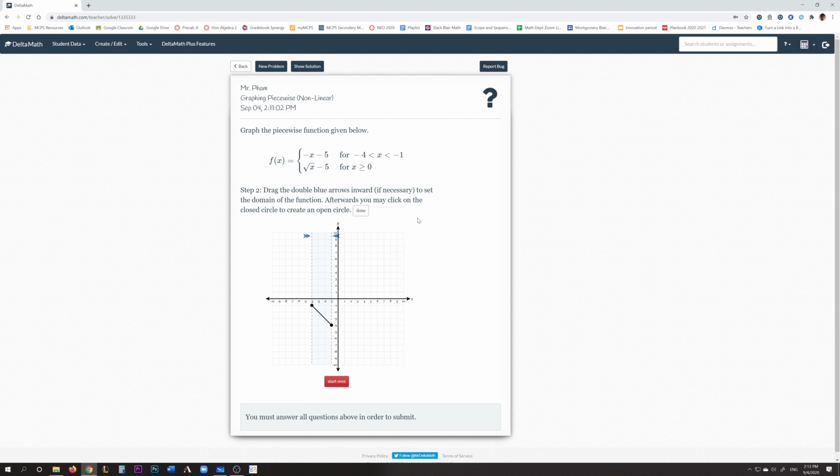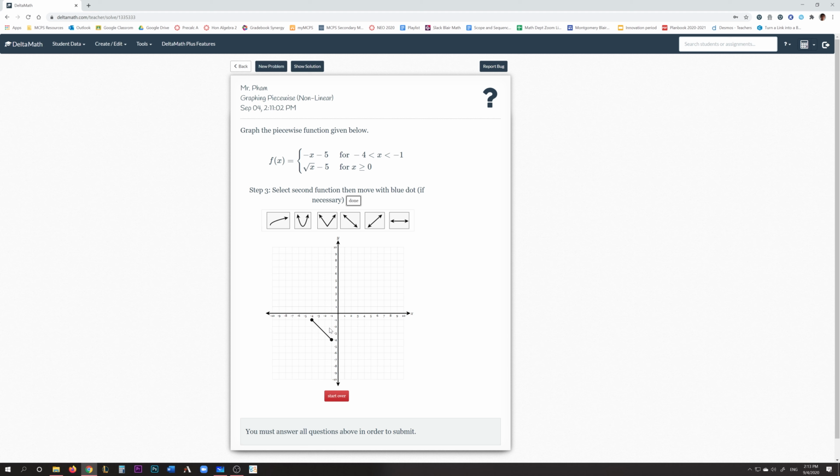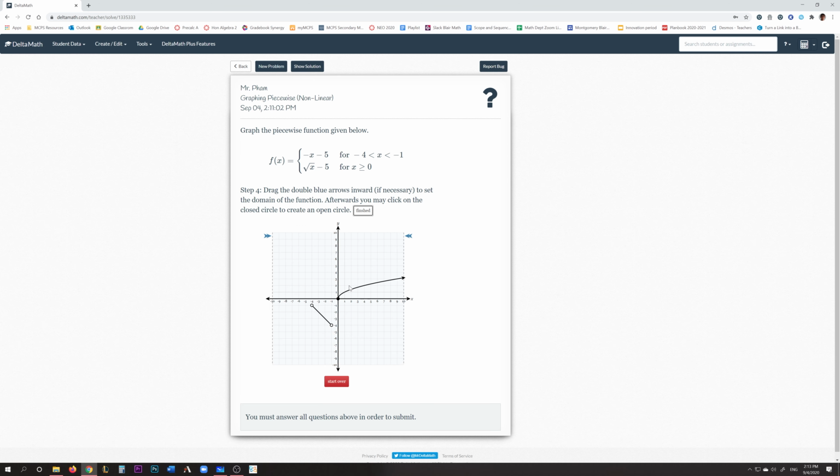Remember, there's no equal sign, so I believe we just double click. Bam, look at that. We have our linear function. Now this is a square root function, so we're just going to use some transformations. The parent function is the square root of x, which looks like this. And now we're going to use the transformation to shift it down. So it's moving down by 5. So press done, and we just drag it down.